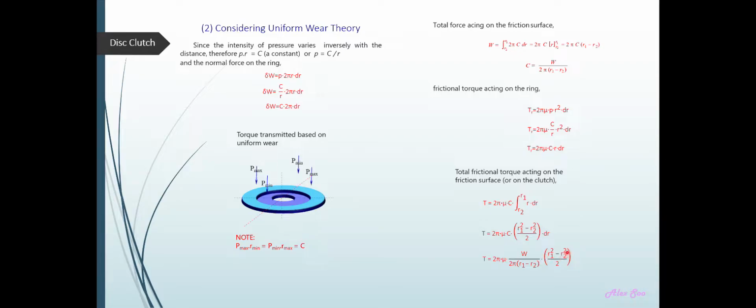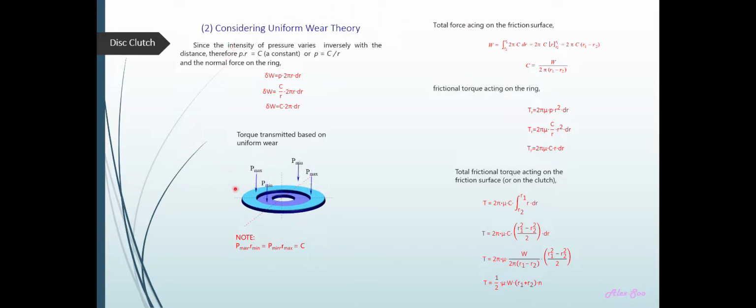And we know that R1 squared minus R2 squared can be written as R1 minus R2 multiplied by R1 plus R2. So R1 minus R2 will cancel out with this R1 minus R2 here, remaining R1 plus R2. W, 2 pi cancel out as well. So you have the half, the mu, and the W, R1 plus R2 times the number of pairs of contact surface. In the case of a single disc clutch, N is always equal to 2. So this is the total torque transmitted by the clutch plate under uniform wear theory.